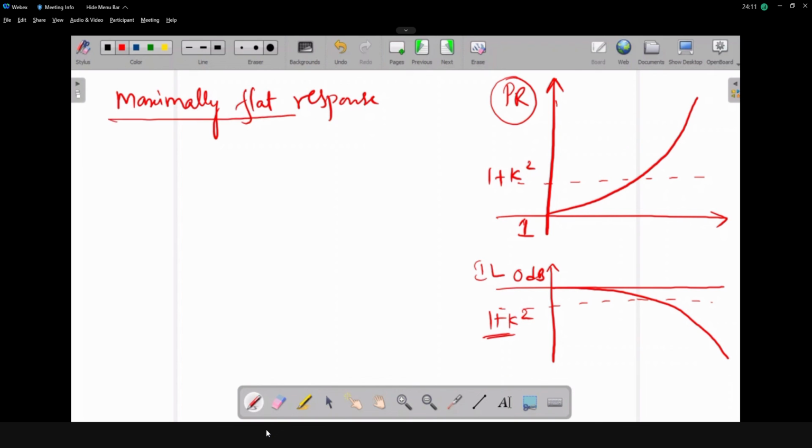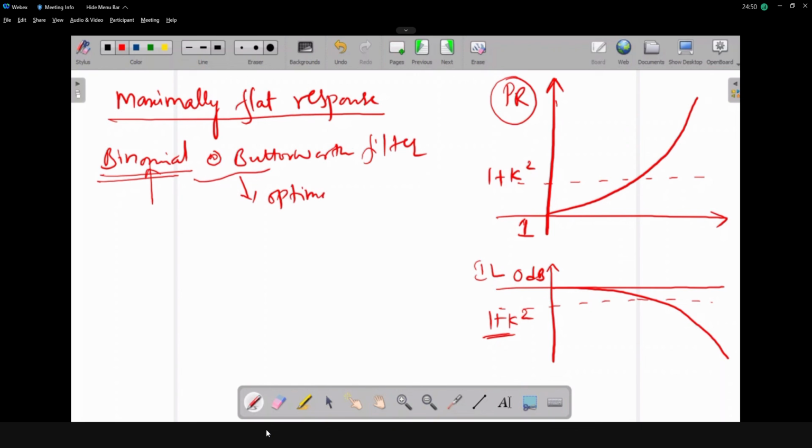If you take the maximally flat response, the characteristics of this response are in terms of the binomial. So if you are getting this kind of response, it is a binomial or Butterworth response. You might have studied what is a Butterworth filter and a binomial filter. Even in arrays we can have a binomial response, where we don't get any side lobe. In a similar way here, there is no ripple in the stop band. So we get a binomial response, and generally we say this is the optimum filter or optimum response.